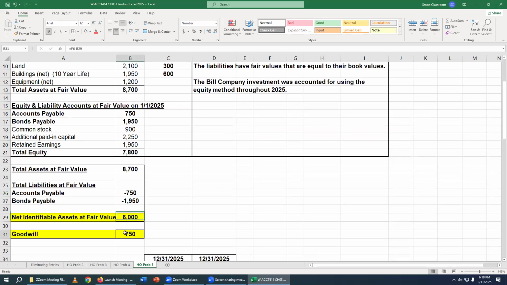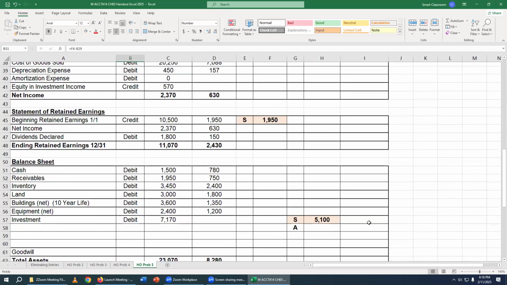It's a shame these two are the same amount. It's an unhappy coincidence between the accounts payable and the goodwill. They're generally not related. Okay, so 300, 600, and 750.